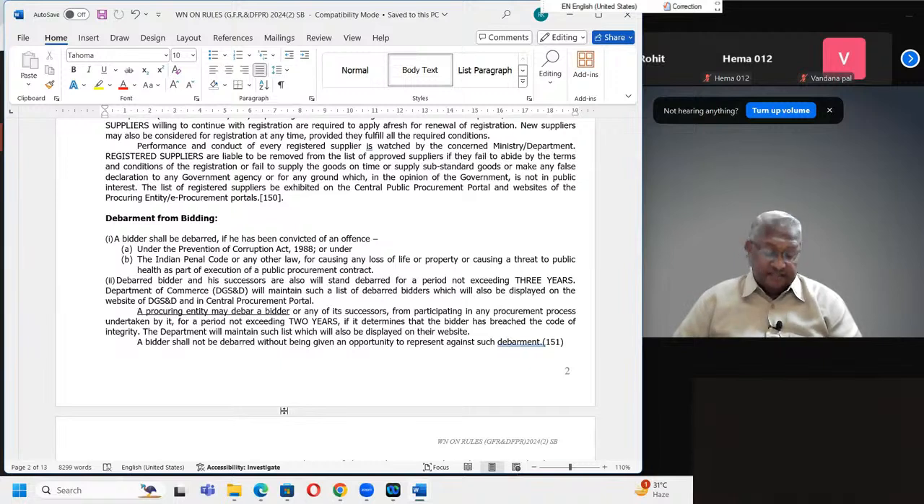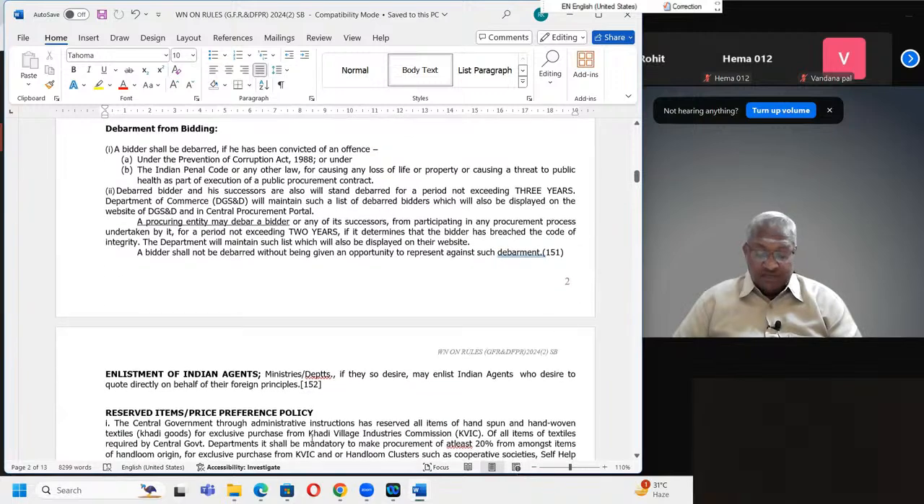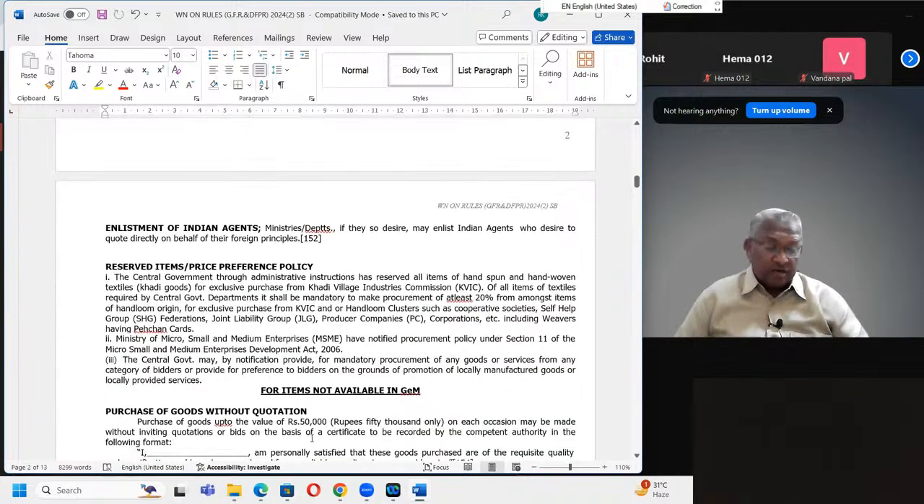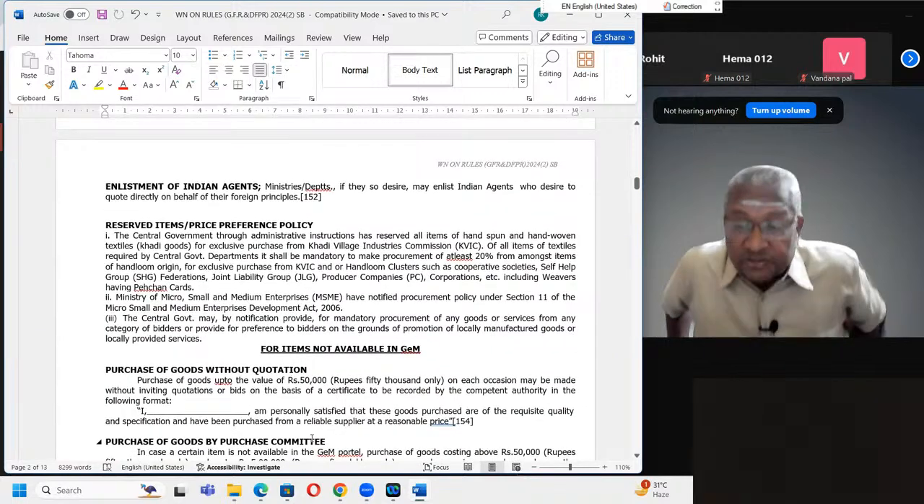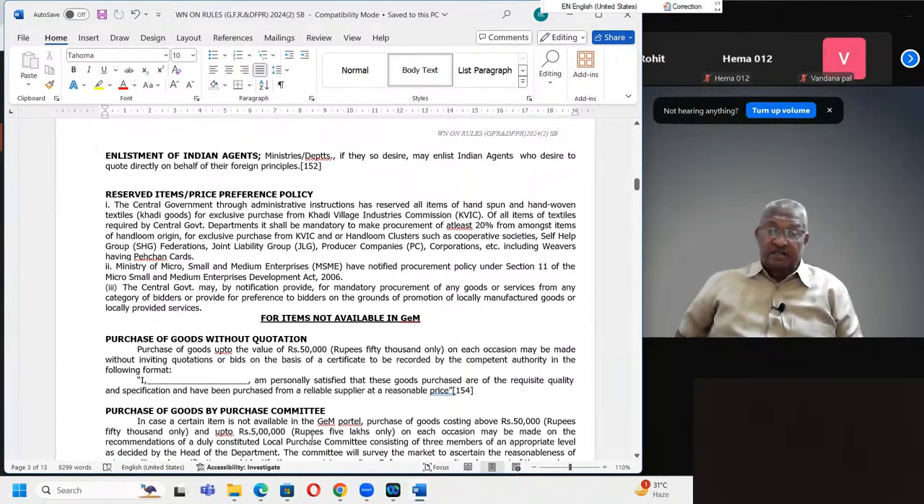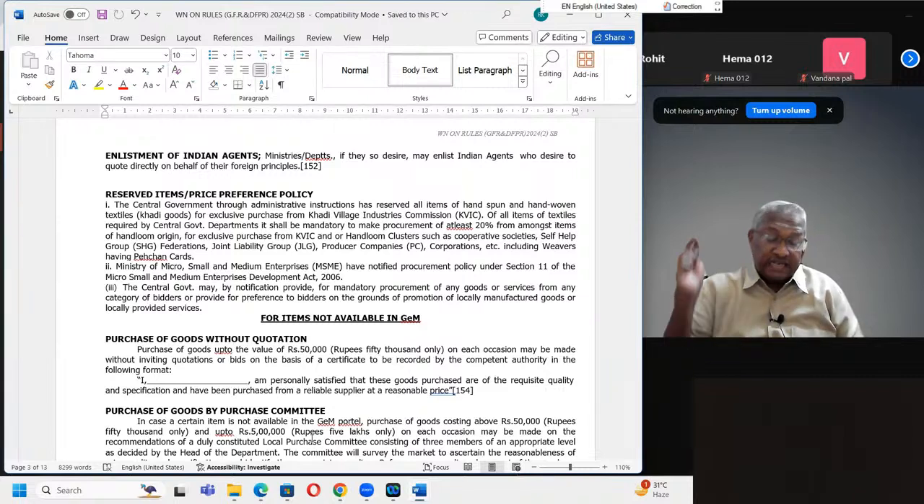Enlistment of Indian agents: ministries, departments, if they so desire, may enlist Indian agents who desire to quote directly on behalf of foreign principals. That is, main manufacturers. Main manufacturers may be in a foreign country. They may have their Indian agents in India. They may quote tenders, they may file tenders.